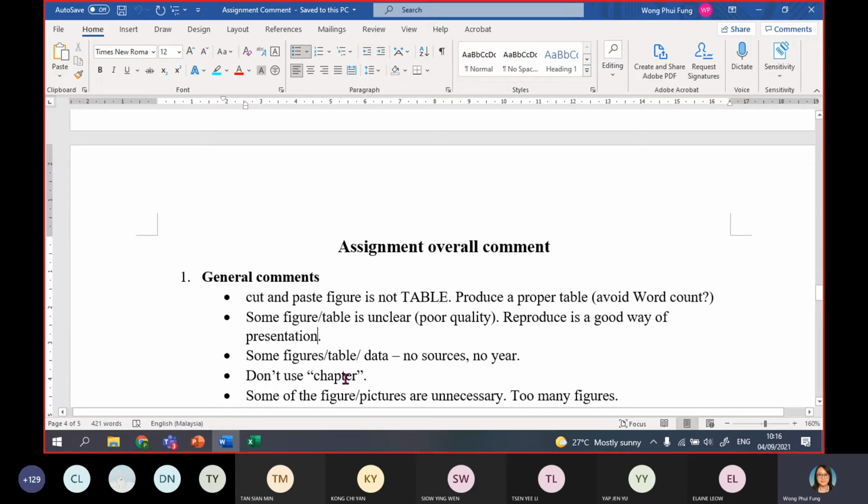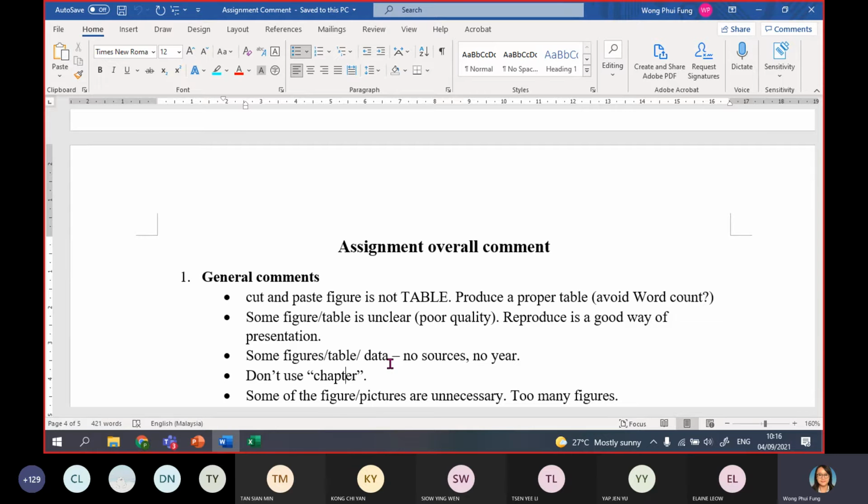Okay, and some of you use chapter. I think because you use the template from the FYP. So please do not use chapter for a professional report. This is not FYP, so do not use chapter. You can remove it. 1, 2, 3, 4 will be sufficient. But if you really want to use, you may use section, but don't use chapter.